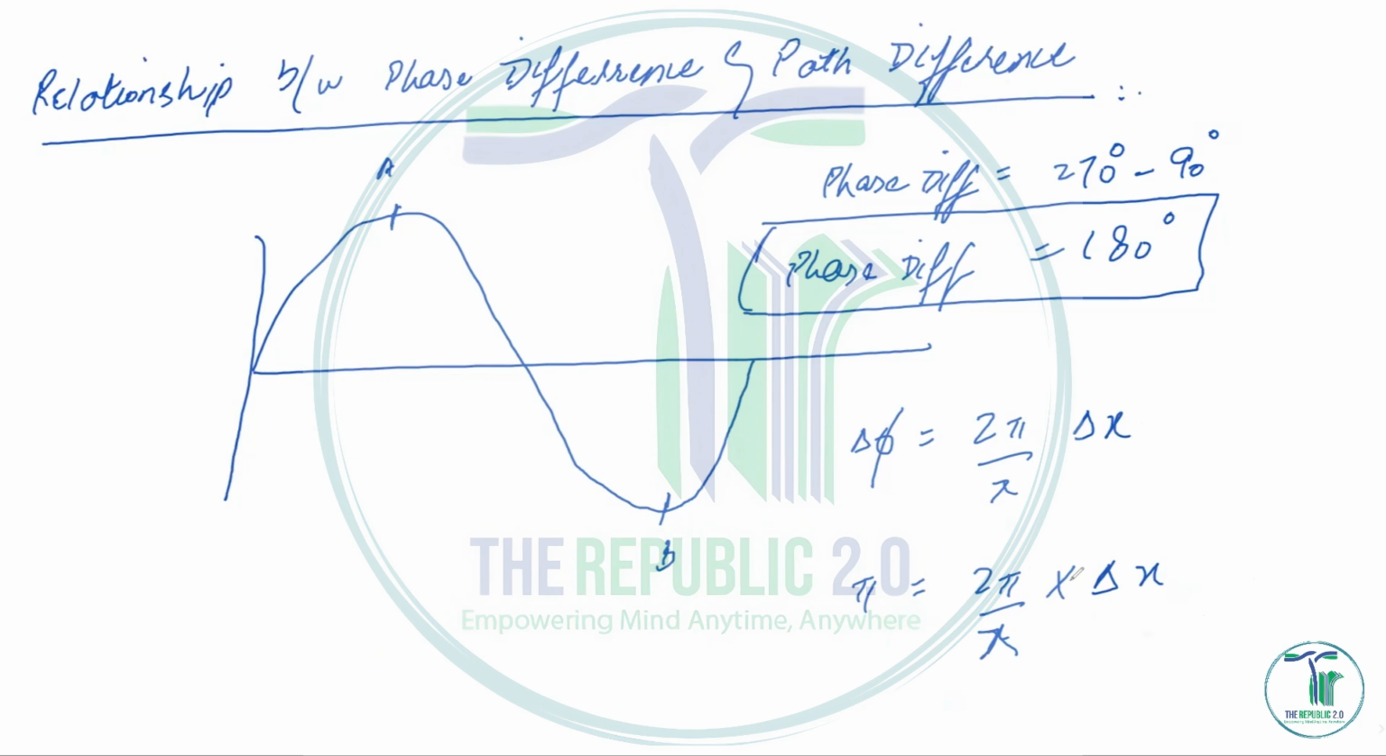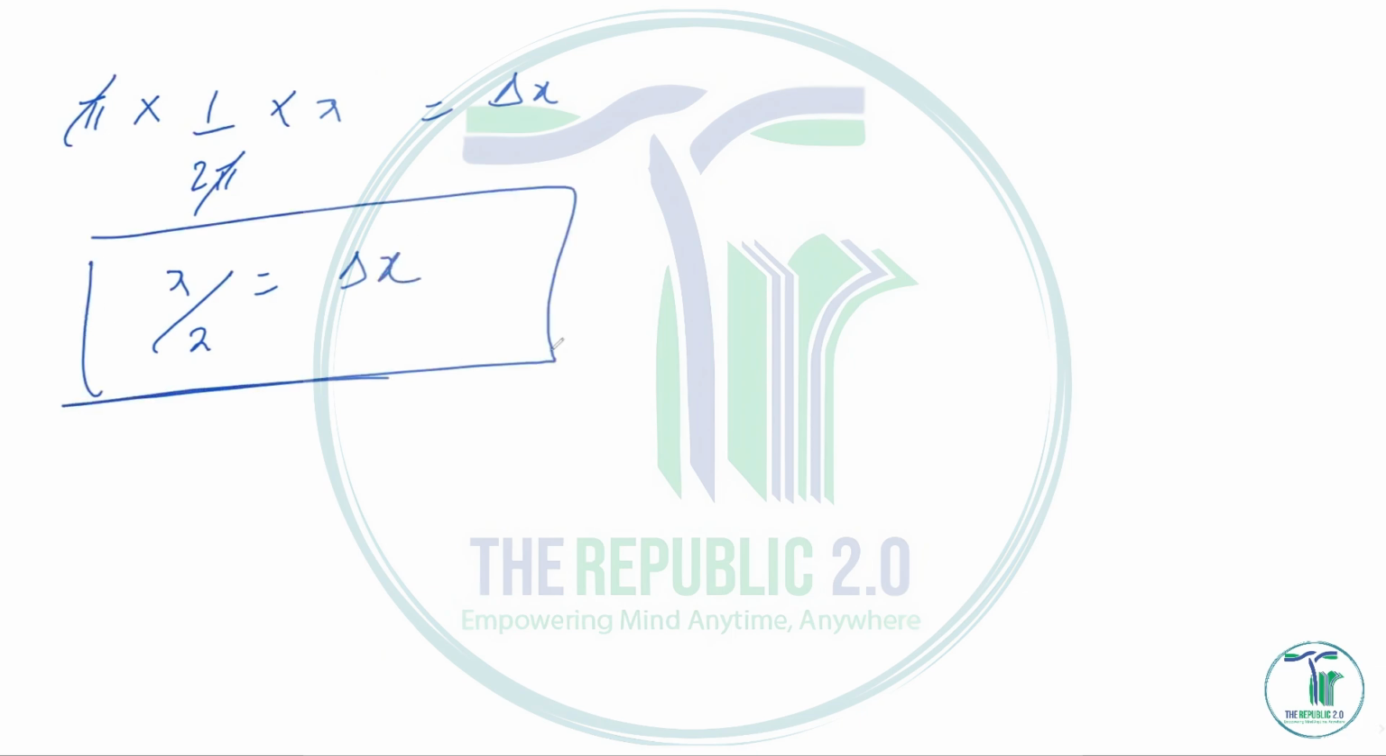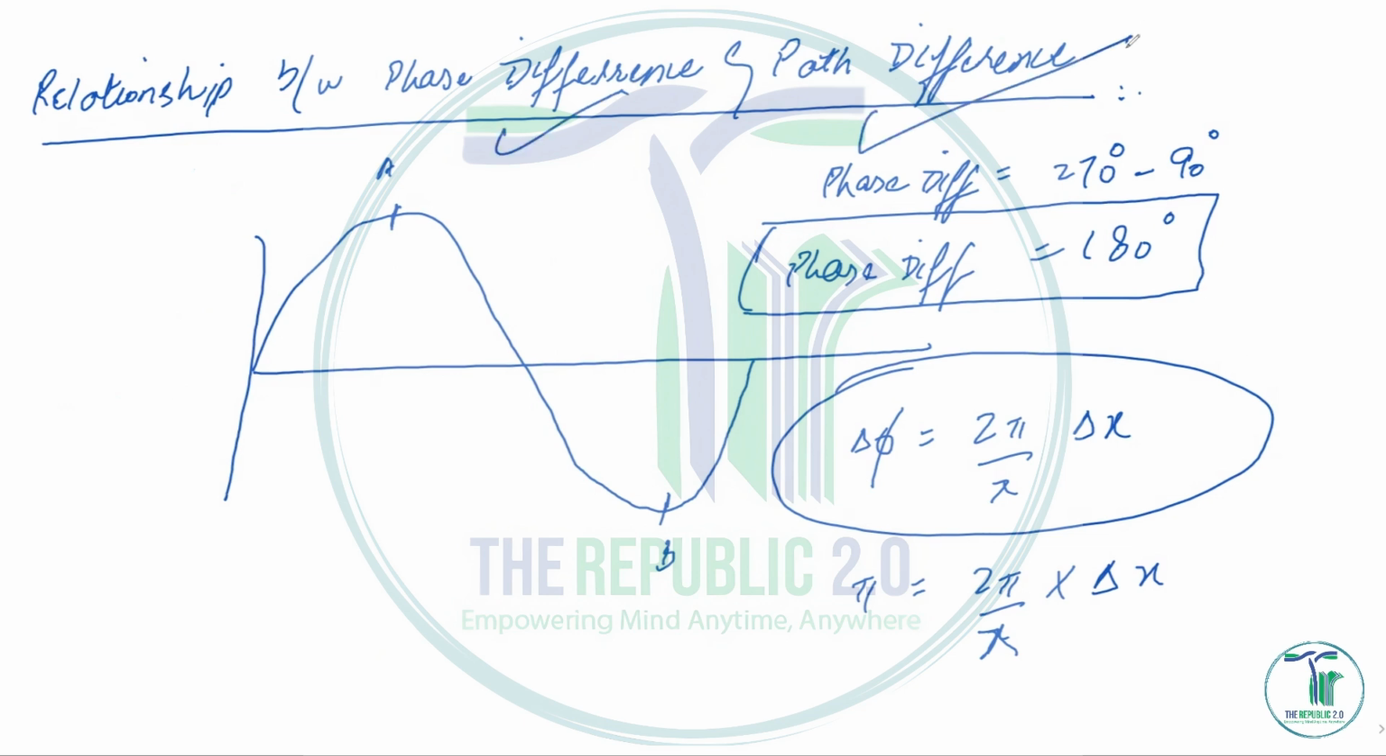And now you can eventually work it out. So delta x comes out to be pi times 1 upon 2 pi times lambda. So pi cancels out and you end up having lambda by 2 equals delta x. So by this formula, we can get the relationship between the phase difference and the path difference. We need to remember this formula as well, and that is how we're going to answer any question regarding the phase difference and the path difference in this topic.